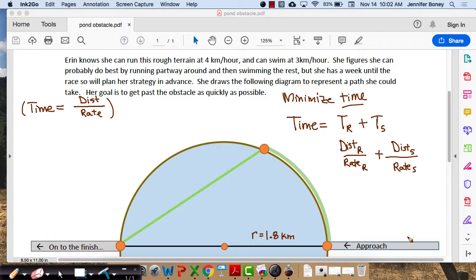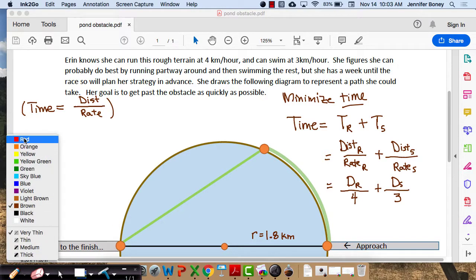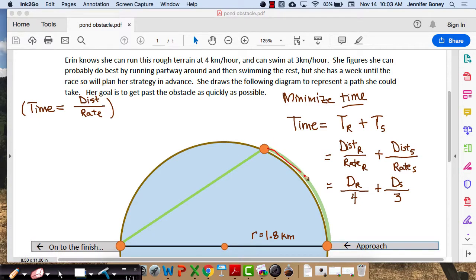And so since time is related to distance and rate, and I've got two different rates, here, I'll abbreviate this. Distance running divided by the rate at which she runs, which was 4 kilometers per hour, and then the distance she swims divided by 3 kilometers per hour. So this is looking better as a formula. Now I just have to come up with two expressions for distance. One of them, not too hard, is just an arc of this circle here. That's how far she's going to run.